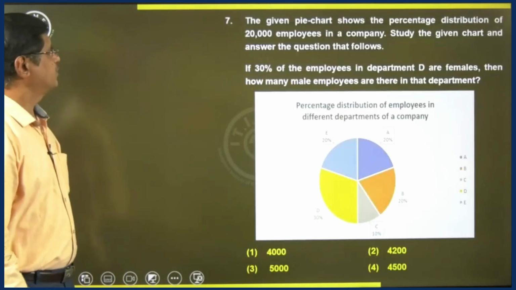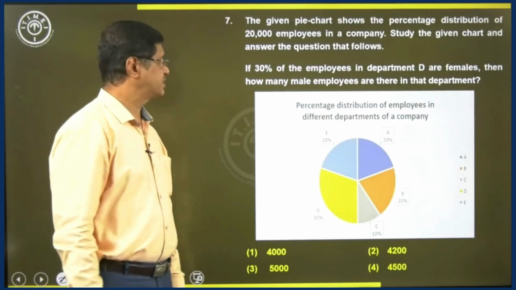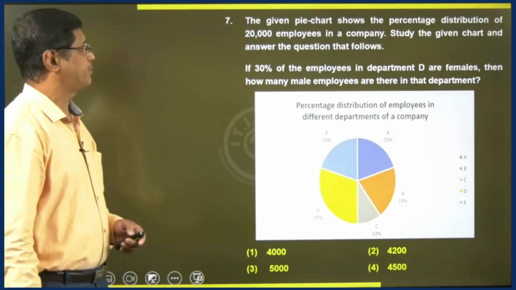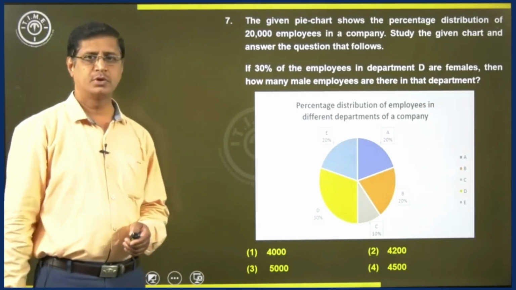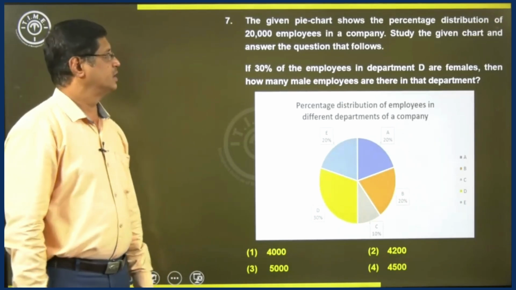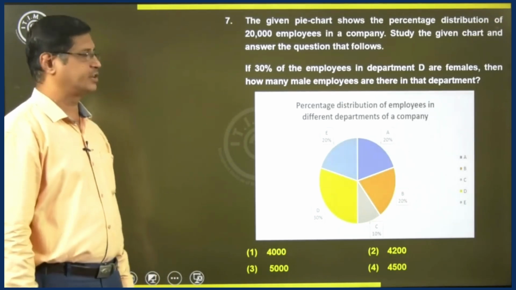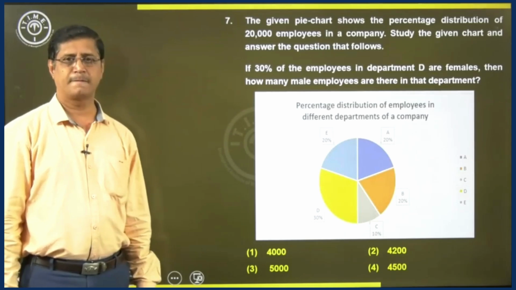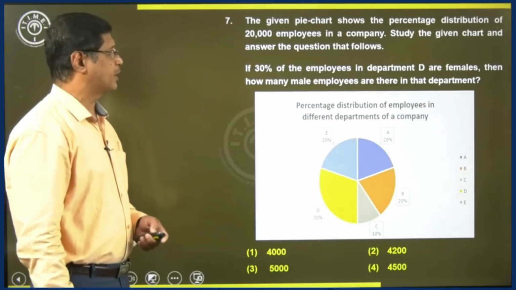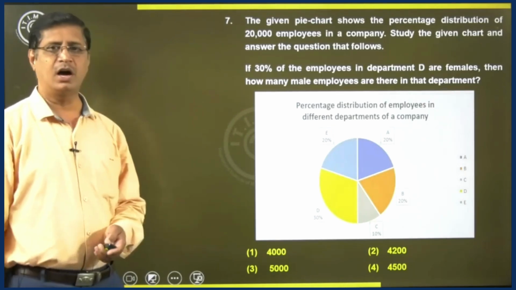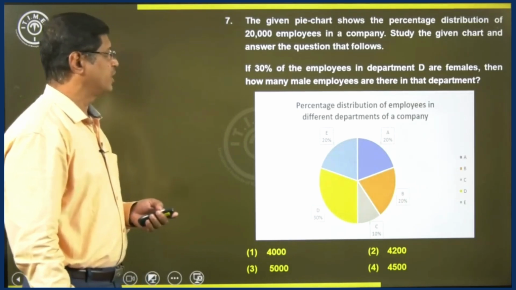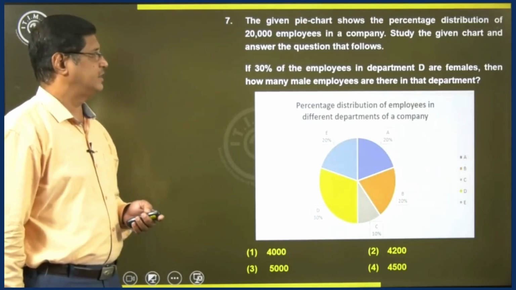Now look at the next example. Question number 7. The given pie chart shows the percentage distribution of 20,000 employees in a company. Study the given chart and answer the question that follows. If 30% of the employees in a department D are females, then how many male employees are there in that department?